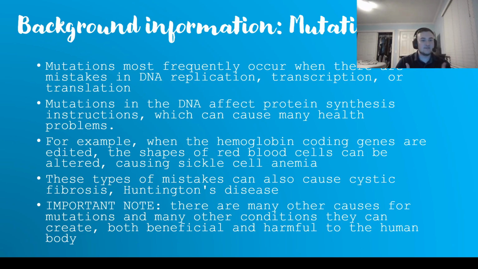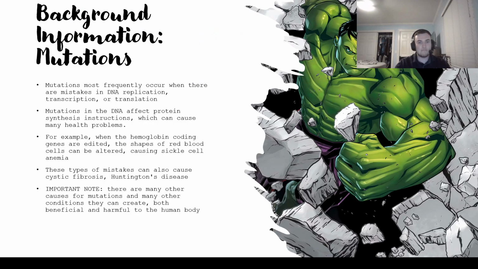And they both code for valine, so nothing has changed. However, sometimes that can cause a health problem such as sickle cell anemia, where basically that changes to another protein, which causes the blood cells in someone's body to be in a sickle shape where they can't get as much oxygen. There are other kinds of mistakes, cystic fibrosis, Huntington's disease, and a lot of other ones as well. But there are many different causes for this, mainly carcinogens, cancer cells, and other stuff as well.